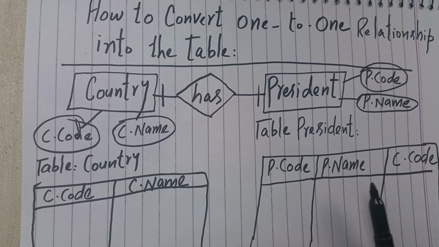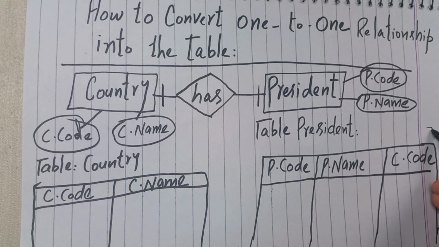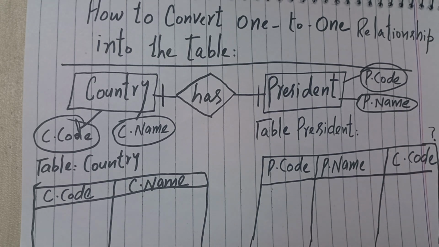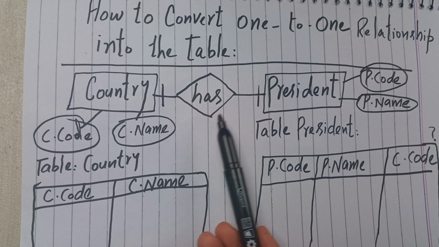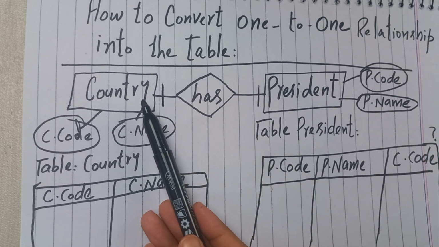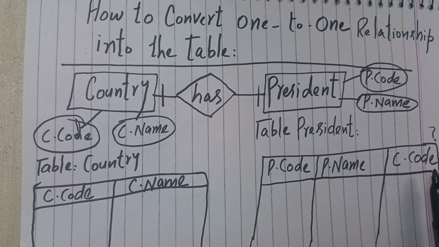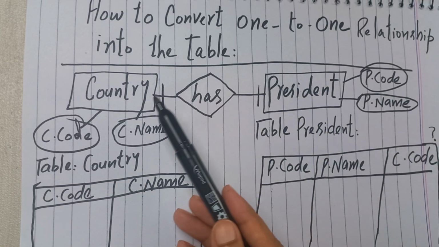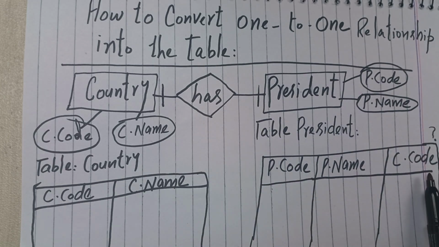So now, what is this attribute? Why did I use this attribute? Basically, to link the president and the country entity, I have used this country code in the president table. This country code is the attribute which relates these two entities, president and country, in the database, and it is also called a foreign key, but I am not giving the concept of foreign key here.